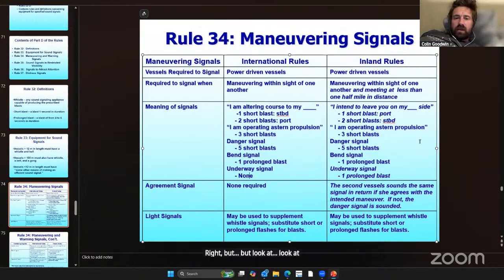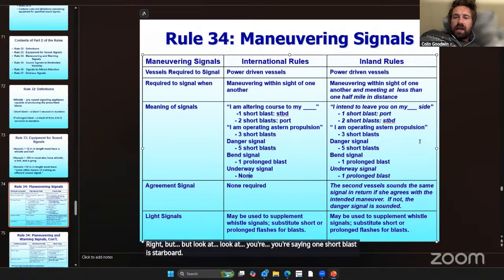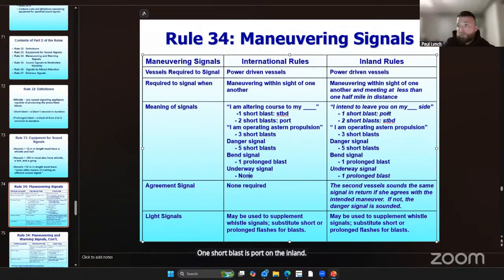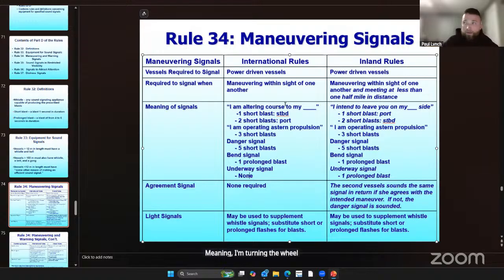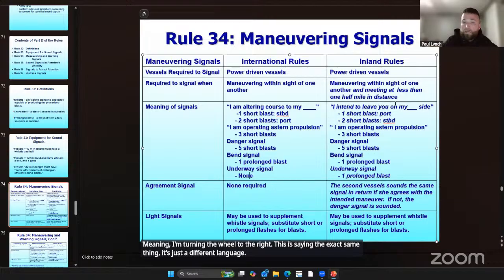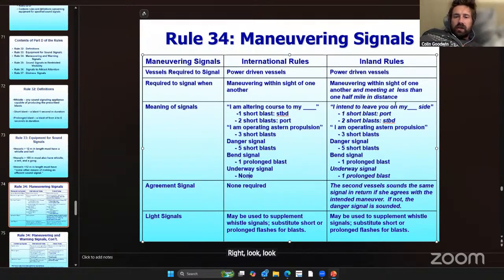Right, but look, you're saying one short blast is starboard, one short blast is port. No, inland. You're not wrong with the words, but these words are different answers. I am altering my course to starboard, meaning I'm turning the wheel to the right. This is saying the exact same thing, it's just a different language: I intend to leave you on my port side. Do you know what I'm saying? Look under the word though. It's opposite, inland and international. I know.